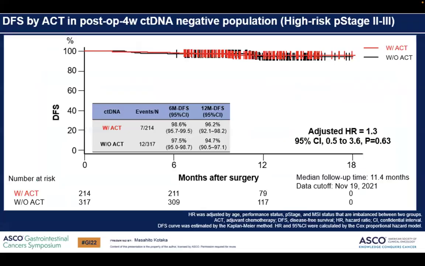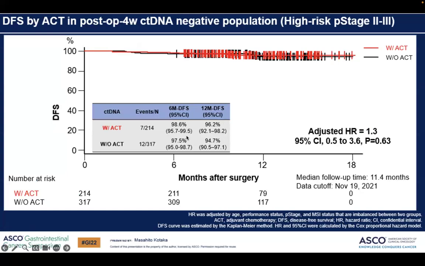So now looking at disease-free survival by adjuvant chemo in the post-op 4-week ctDNA negative population. So this is looking at high-risk stage 2 through 3. And this was really interesting. You're seeing basically an overlap of these two graphs here, whether the patients got adjuvant chemo or not in the ctDNA negative population. You're seeing pretty comparable 6-month disease-free survivals and 12-month disease-free survivals.